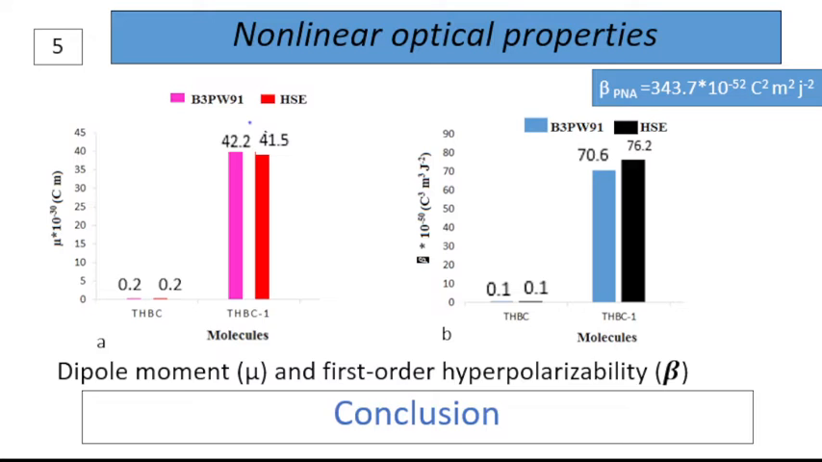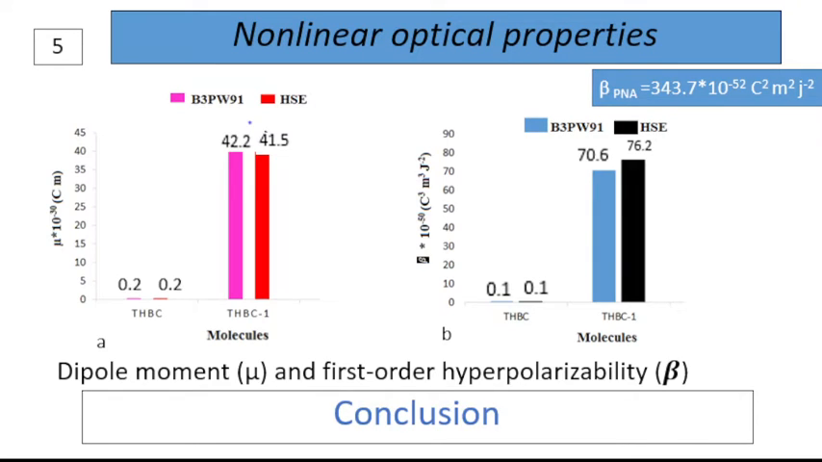As a result, we represent the histogram of the dipole moment and the first order hyperpolarizability. Figure A shows the value of the dipole moment of the systems under study. It indicates the charge distribution in a molecule and allows a centrosymmetric molecule to be distinguished from a non-centrosymmetric molecule. The higher it is, the more unequal the charge distribution in the considered molecule is. The THBC1 molecule, in both methods, has the higher value of the dipole moment.